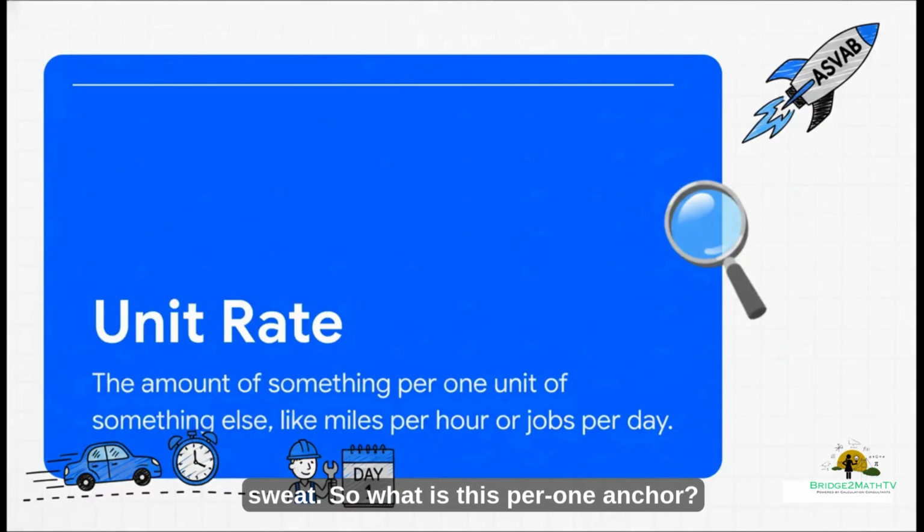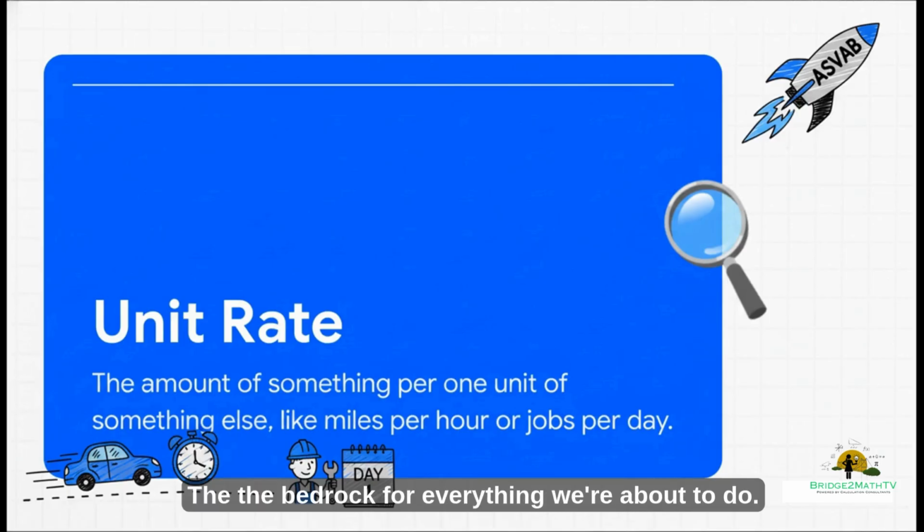So what is this per-1 anchor? Well, at its core, it's just a fancy name for the unit rate. It's simply the amount of something per one single unit of something else. You already know this stuff. Miles per hour, jobs per day. This simple idea is the foundation, the bedrock, for everything we're about to do.